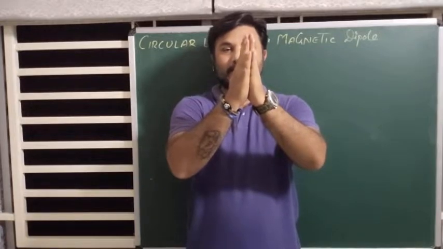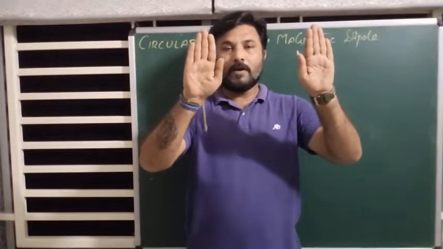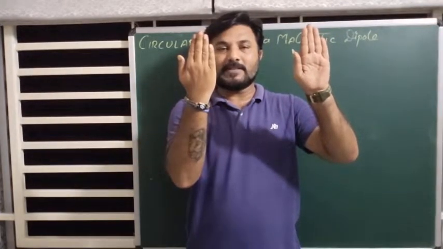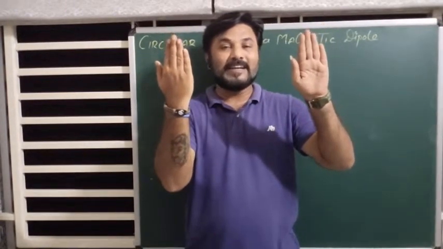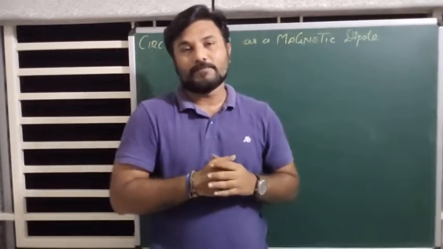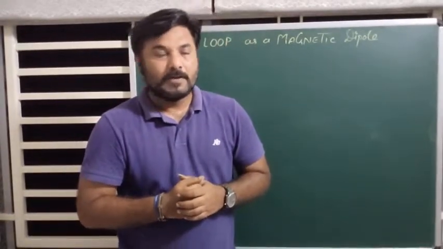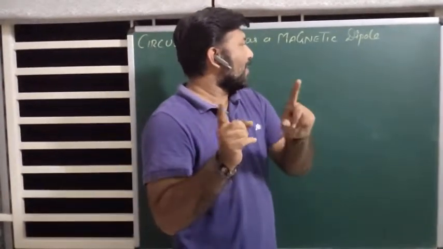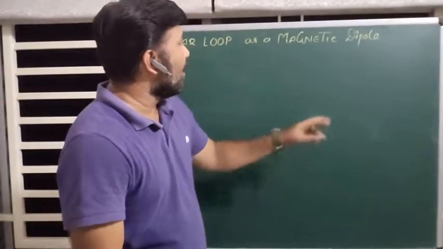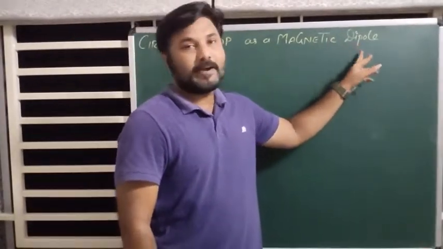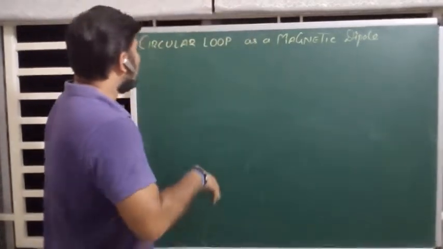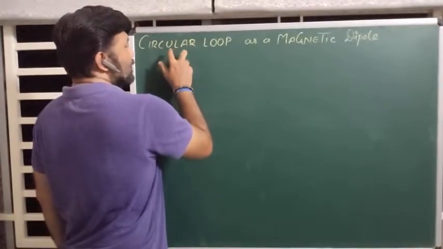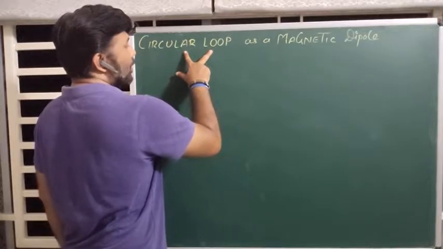Two equal and opposite charges separated by some definite distance is known as a dipole. So, instead of that electric dipole, we have the word magnetic dipole. Now, there is one more equation that we have to remember for a circular loop.